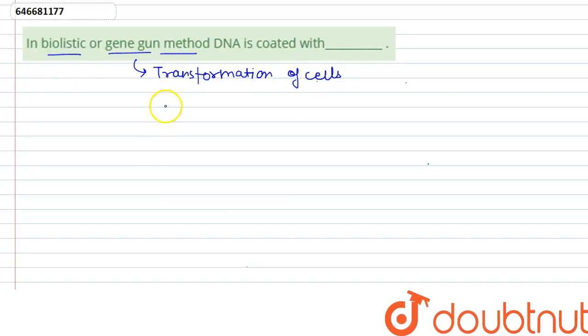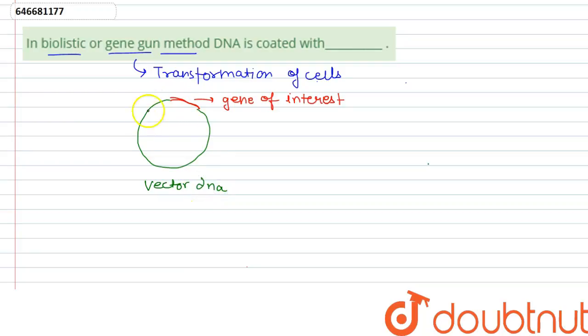First of all, we need to understand, for example, this is our vector plasmid DNA and we inserted a gene of interest here. This is our gene of interest. This gene of interest has been inserted in our vector DNA, vector plasmid DNA. This is a circular DNA which is an extra chromosomal DNA and it multiplies irrespective of the main host cell's DNA. So this is our vector DNA. Vectors are those organisms which help in transfer of this gene of interest into the host cell.